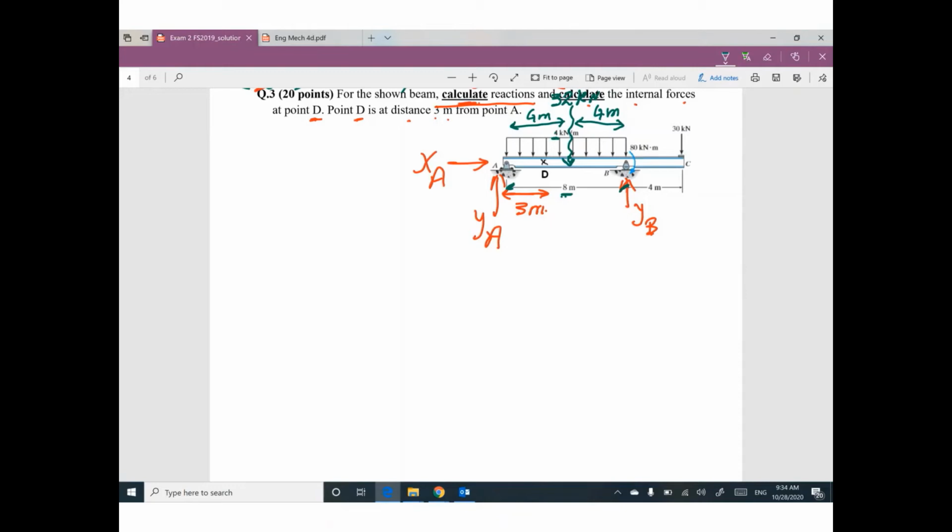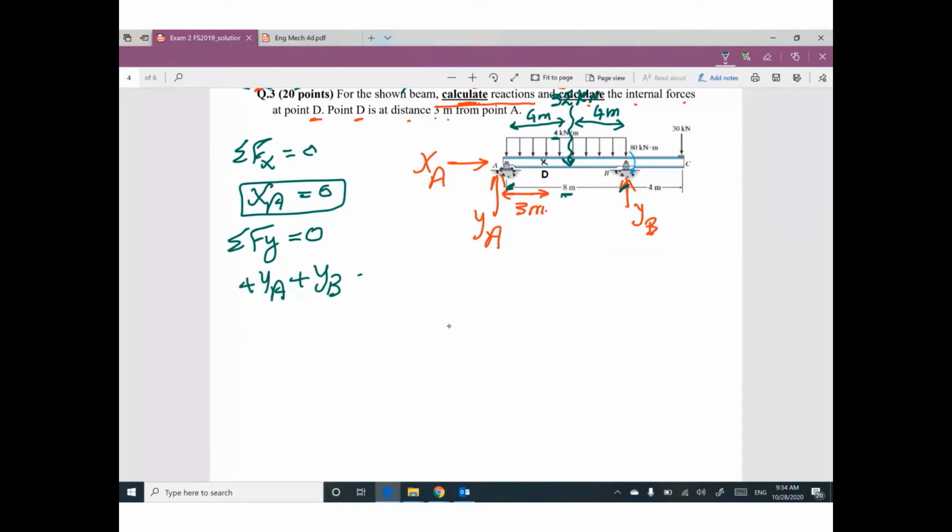Once you did this, you are good. Summation f of x equals 0. XA is 0. Summation f of y equals 0. We have positive YA, positive YB, negative 32, and negative 30, equals 0. So YA plus YB equals 62.